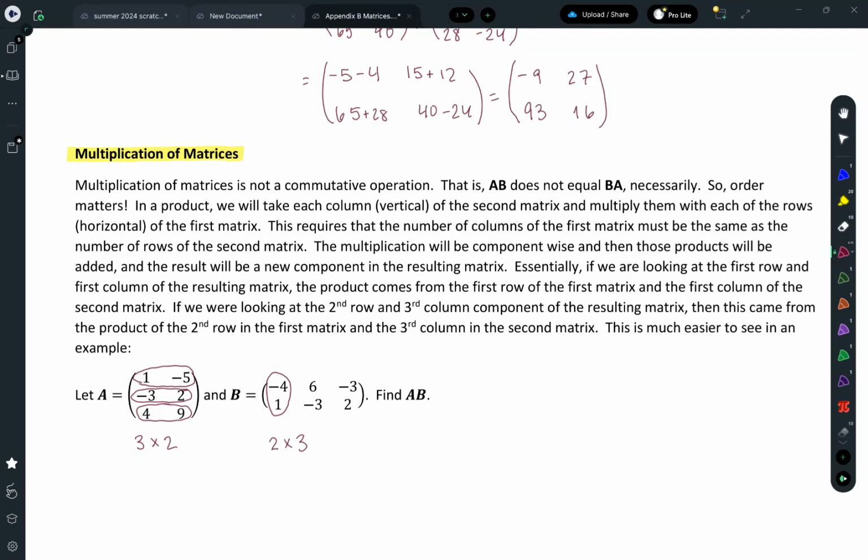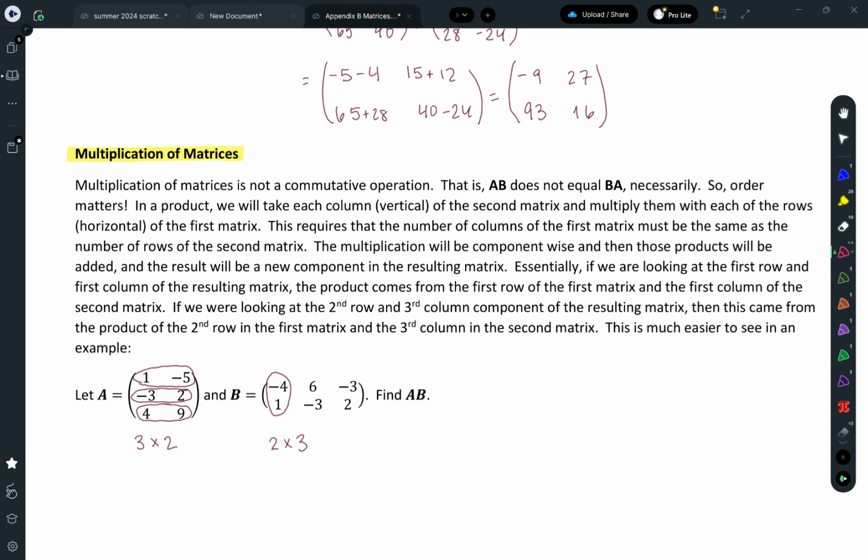The multiplication is component-wise, and then those products will be added, and the result will be a new component in the resulting matrix. So if I'm taking the first row of A times the first column of B, that product in addition should give me the first row, first column of AB. Essentially, the first row and first column of the resulting matrix comes from the first row of the first matrix and the first column of the second matrix. The second row and third column component of the resulting matrix came from the product of the second row in the first matrix and the third column in the second matrix.